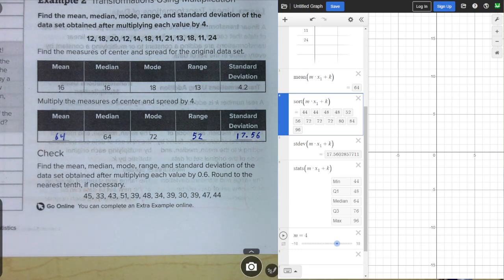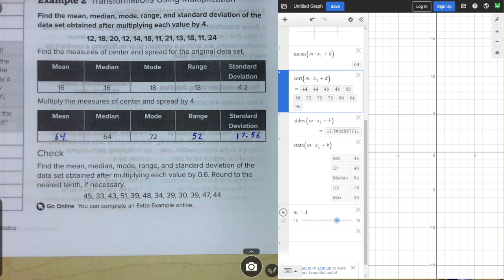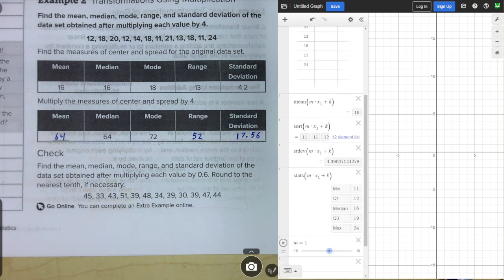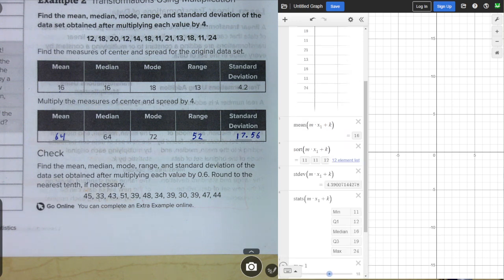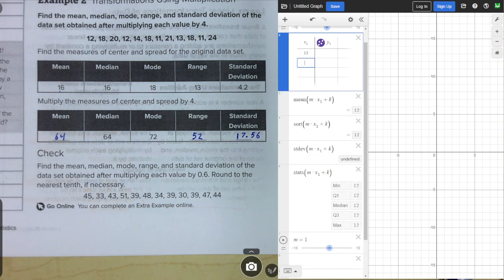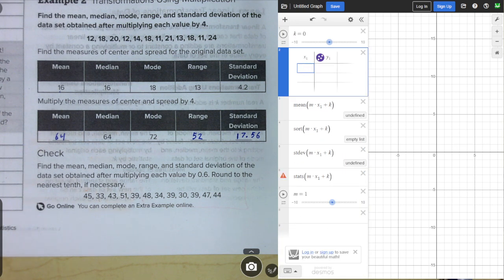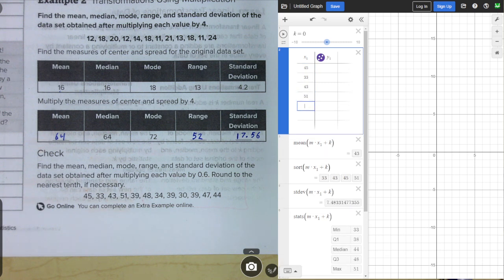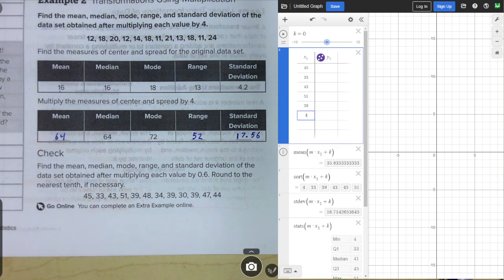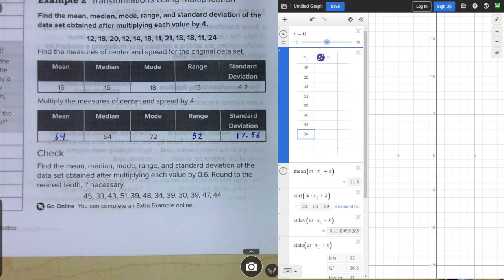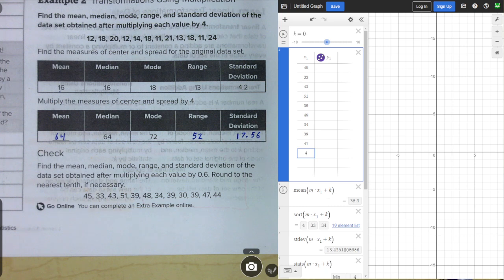All right, so we're going to come back up here. First, let's make our slider back to 1, so it's not going to change anything. And let's delete this data. All right, put in the new data: 45, 33, 43, 51, 39, 48, 34, 39, 47, and 44.